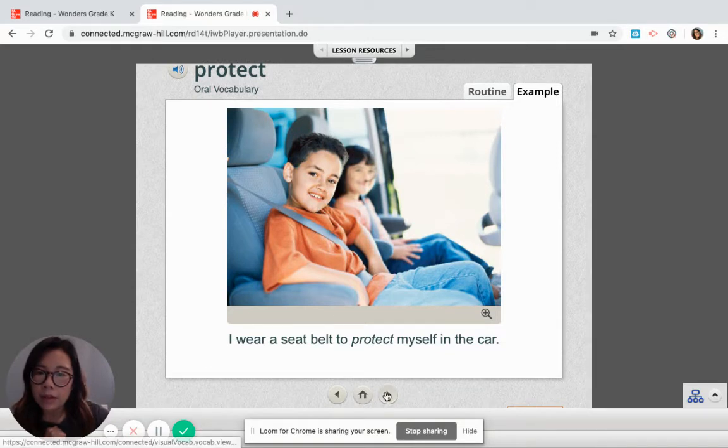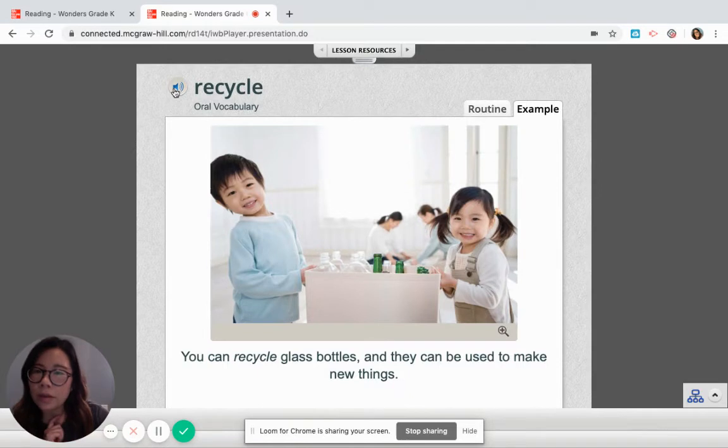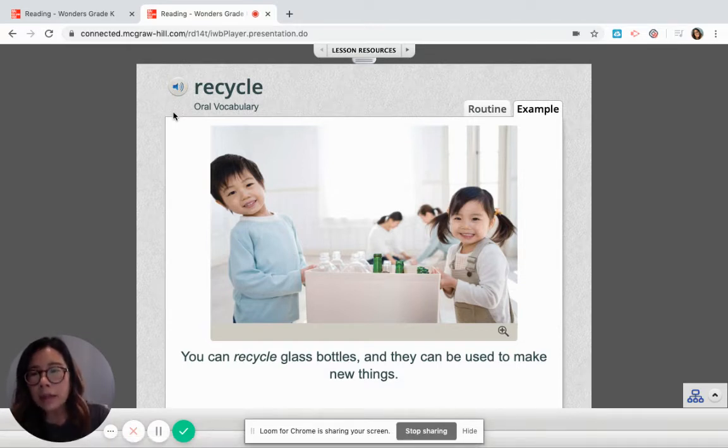All right, now let's go ahead and listen to our third word. Our third word is recycle. Recycle. You can recycle glass bottles and they can be used to make new things. Awesome. So I really love this idea of recycling because recycling can definitely help our environment. So a lot of you have shared with me different things that you can recycle. So yes, glass is one thing that you can recycle.